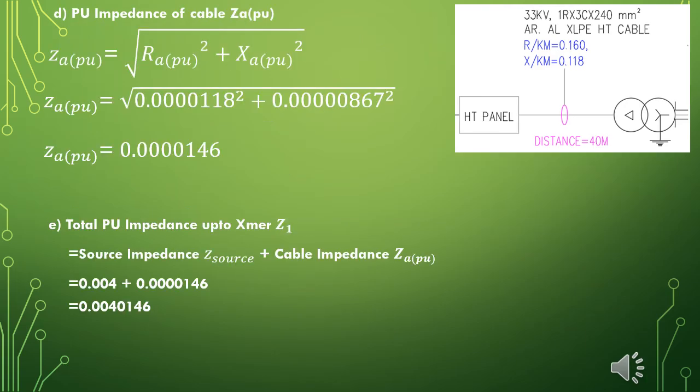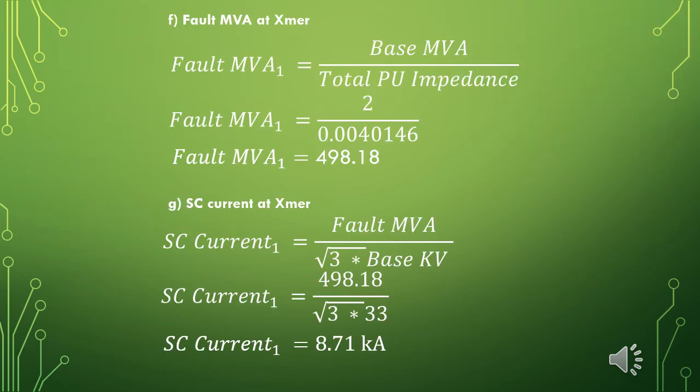Now, we can calculate the per unit impedance of the cable by combining the previously calculated values of per unit reactance and per unit resistance. Impedance of cable will be 0.0040146. Therefore, the total impedance at the transformer Z1 will be the sum of the source impedance and the impedance of the HT cable. The fault MVA at the transformer can be calculated by dividing the base MVA by the total impedance up to the transformer, resulting in a fault MVA of 498.18.